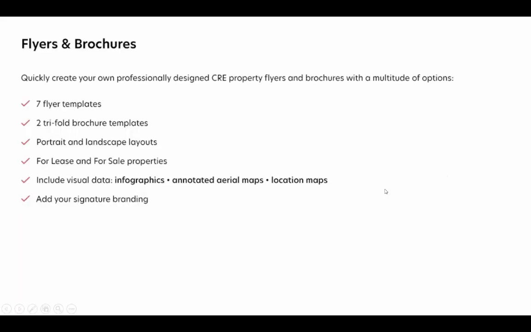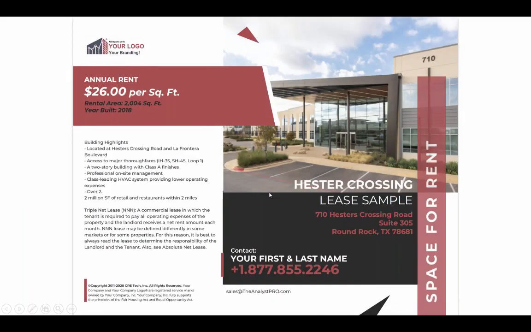So let's get started. We're talking about flyers and brochures today. I am going to show you how to create a flyer and a brochure, but I want to talk a little bit about some of the options. We have 7 different flyer templates, and we have 2 different brochure templates. We have various different setups, so you can add infographics, you can add maps. We also have flyers and brochures that you can add photos to. They are not limited to for sale properties. You can do these for sale and for lease, and you can also add your logo and some customized branding.